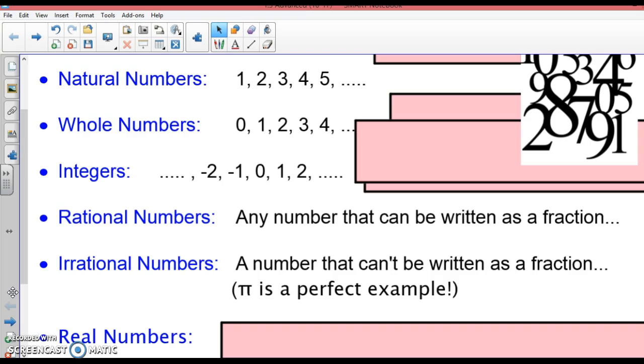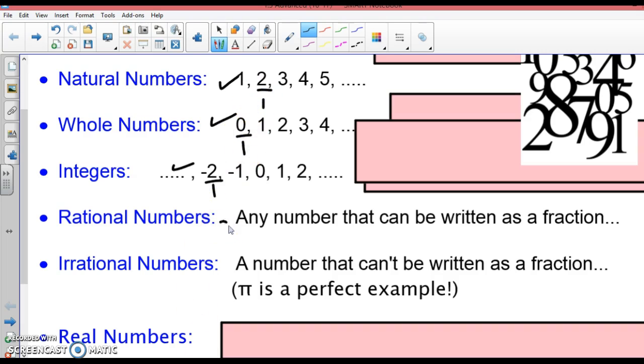Now, while we're here, I want to talk about the difference between rational and irrational. All of these numbers here can all be written as fractions because I can put them over 1. Obviously, a fraction is rational. A mixed number, the square root of 9. The square root of 9 is 3. So that's rational because that can be written as 3 over 1.